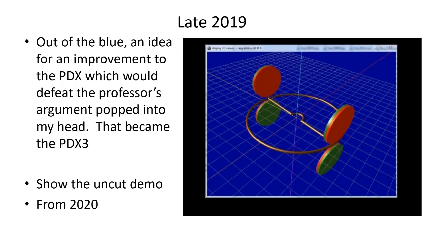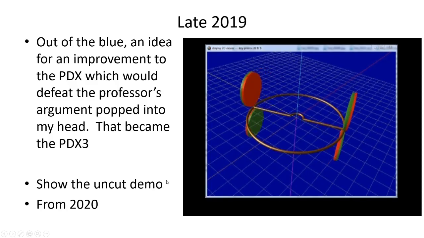So I came up with this one because you have equal and opposite magnets over the brush interface. The flux at this point in the wire is 0 according to classical theory, and that defeats the professor's argument. Okay, and let me go to the uncut demo.